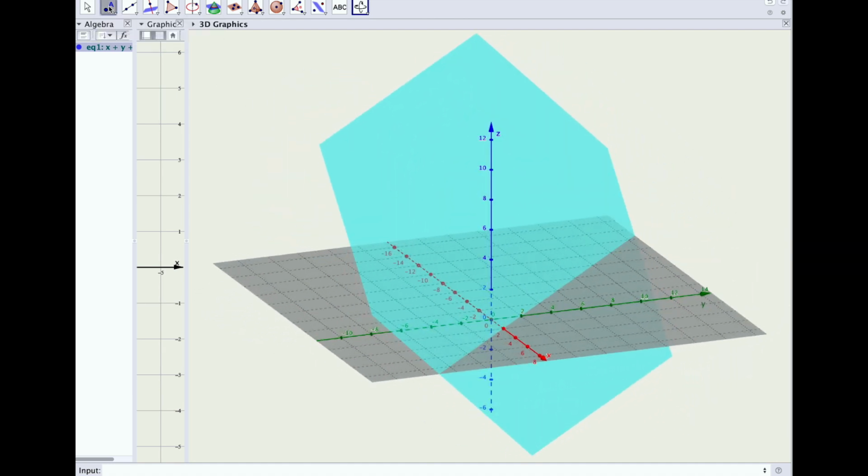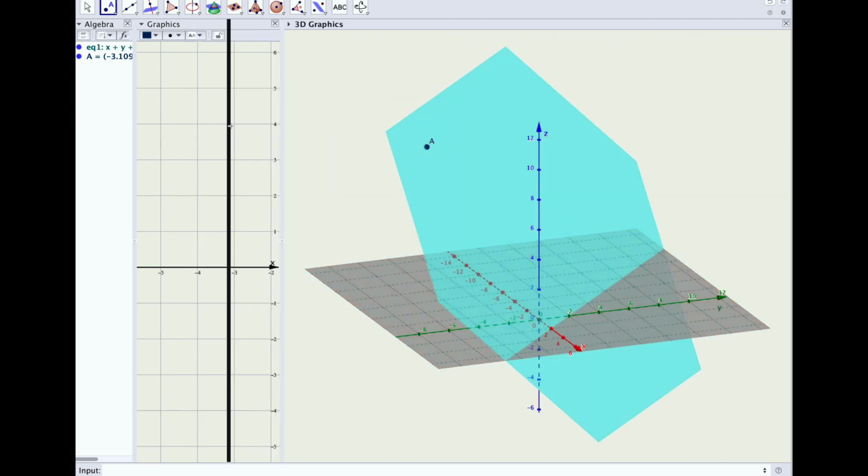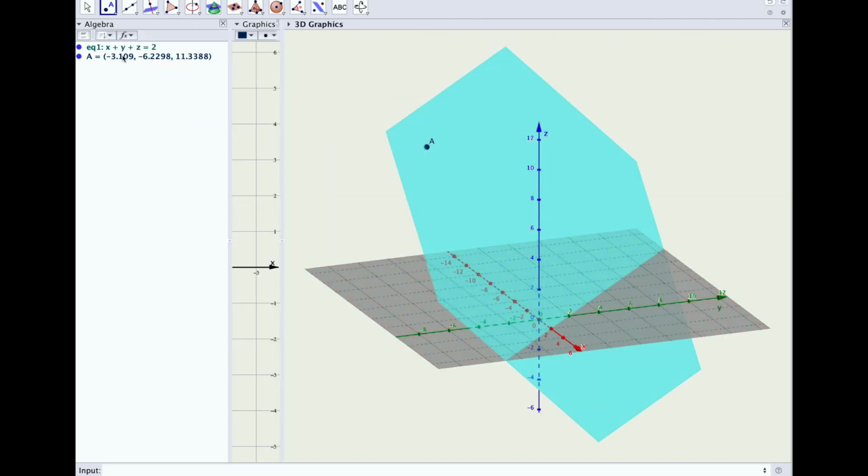But let me just take one point and click on it, and then go back here to see what these numbers are, if I can do it. Yes, so you see it gives me 3 numbers. This is the x value, this is the y value, and this is the z value. If I add these numbers, definitely the answer should be 2.